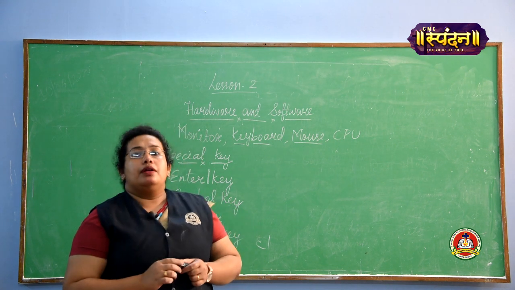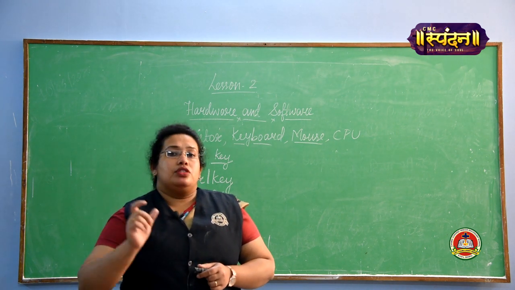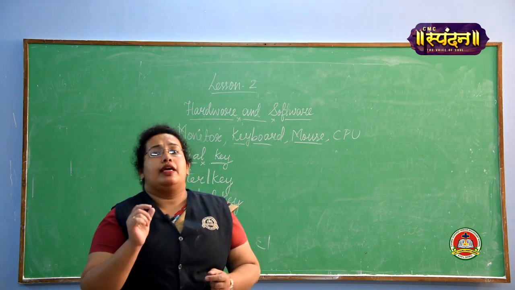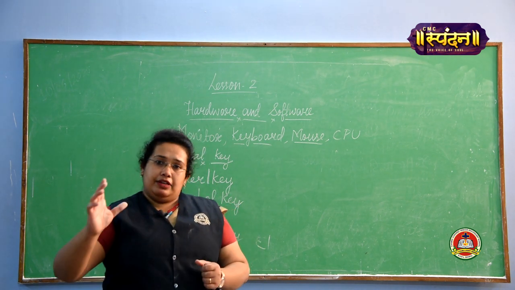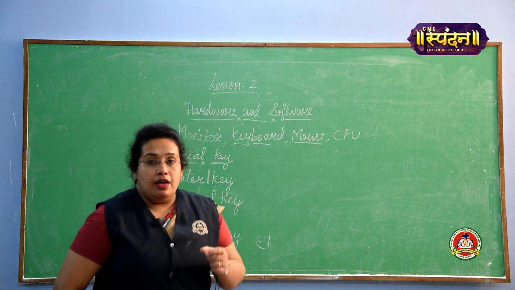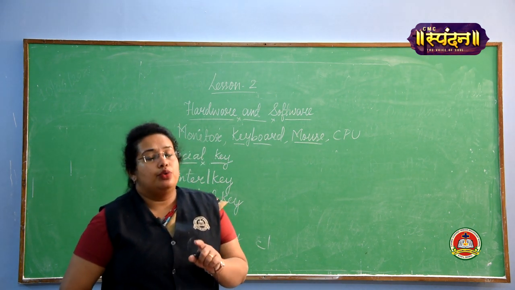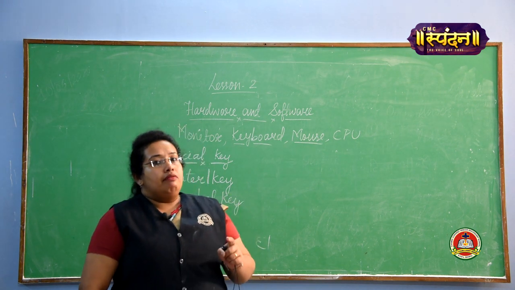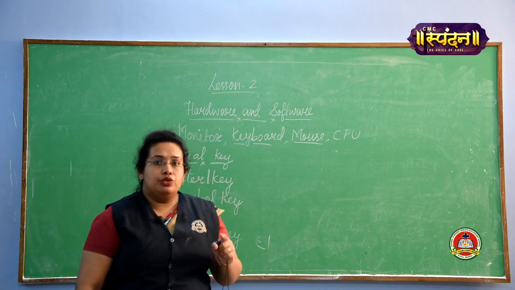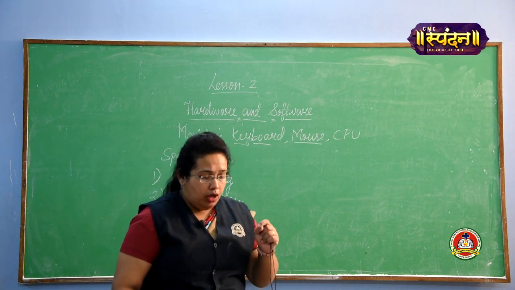When you press the caps lock key, from the status light you can check: if the light is on, it means your caps lock key is on, and if the light is off, it means your caps lock key is off. When caps lock is on, you can type in capital letters. When caps lock is off, you can type in small letters. So it's clear to all what the caps lock key is.